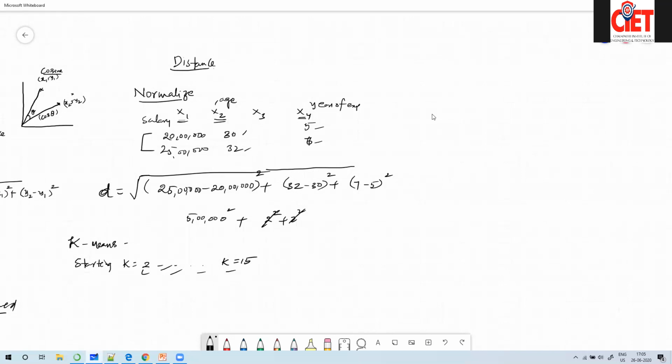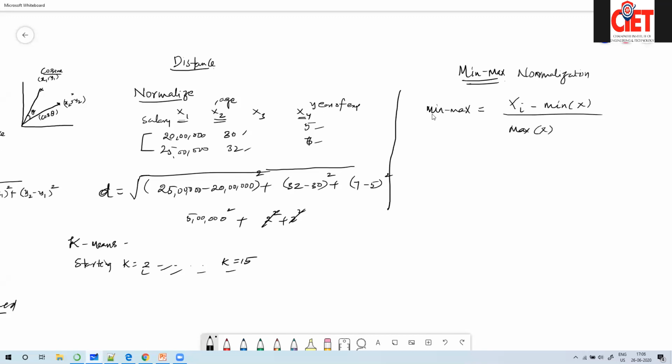So that's where we have to use normalization. There are many types of normalization, but the most popular technique to normalize the data is min-max normalization. Let's see how this min-max normalization works. The min-max value is xi minus minimum of x, divided by max of x minus minimum of x.